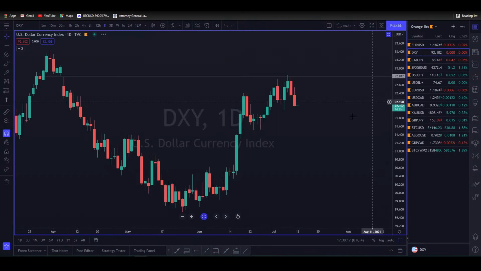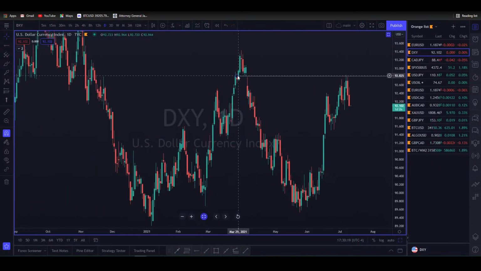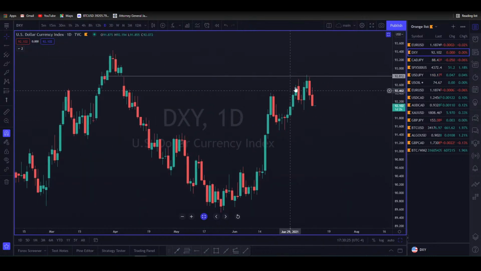Here's the DXY. DXY is trading up into this area right there. There was a small gap. That gap got filled, and then you instantly saw selling coming back into the markets.